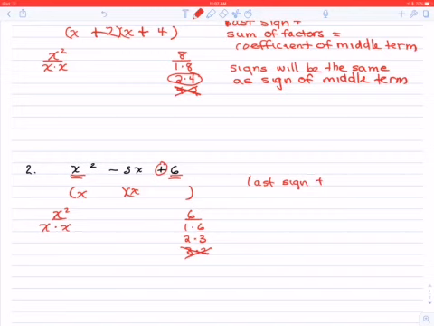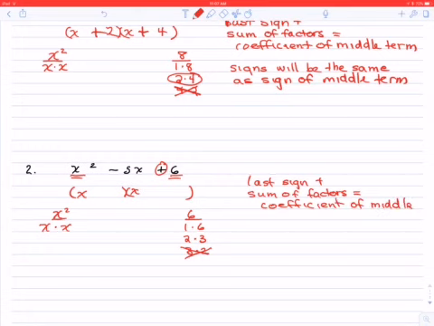So I want the sum of the factors to equal the coefficient of the middle. So the middle, in this case, is 5x. I want that to equal the coefficient of that, so 5. So I have 2 and 3.